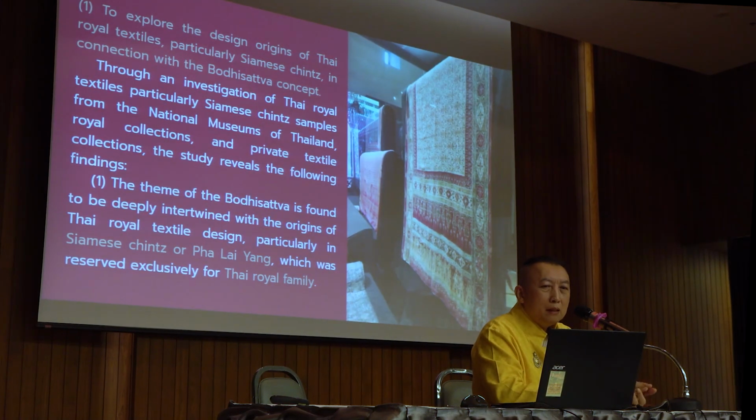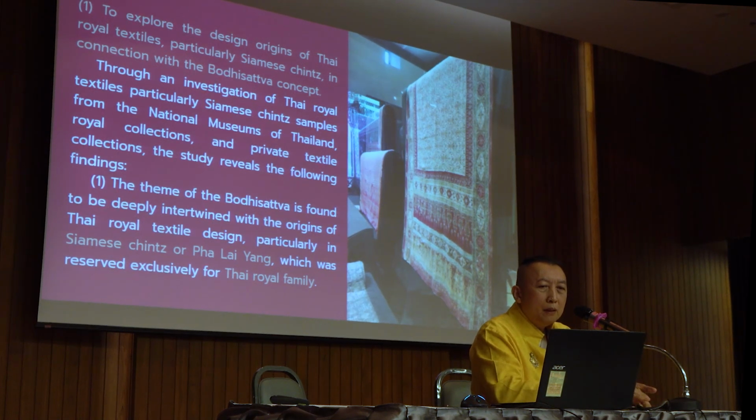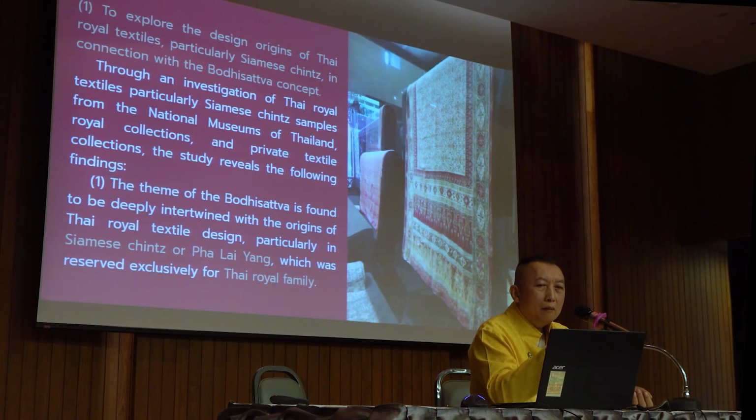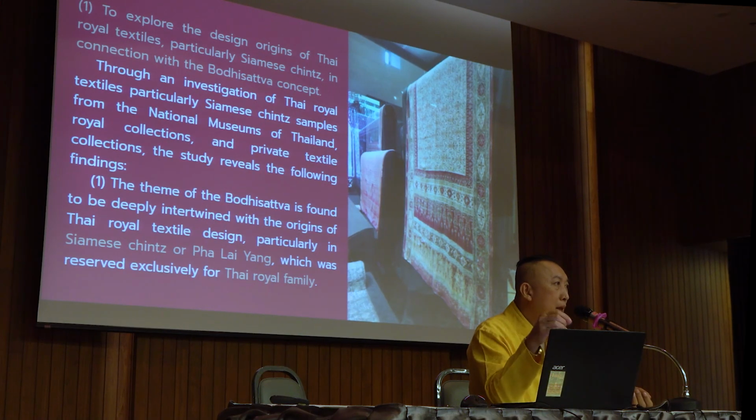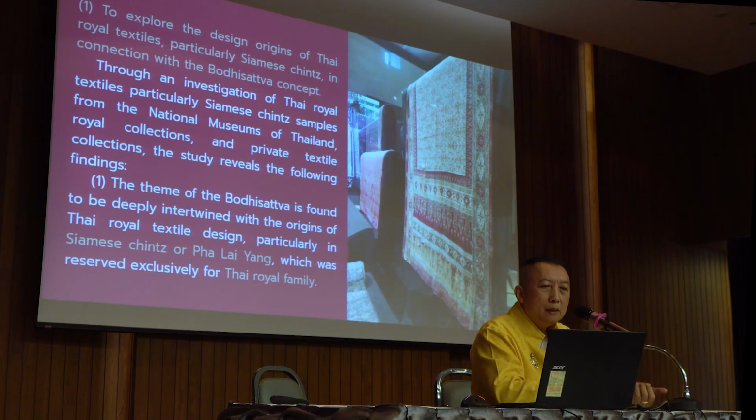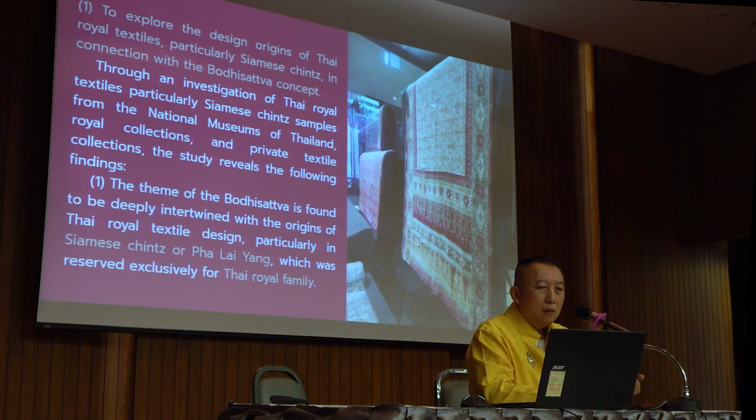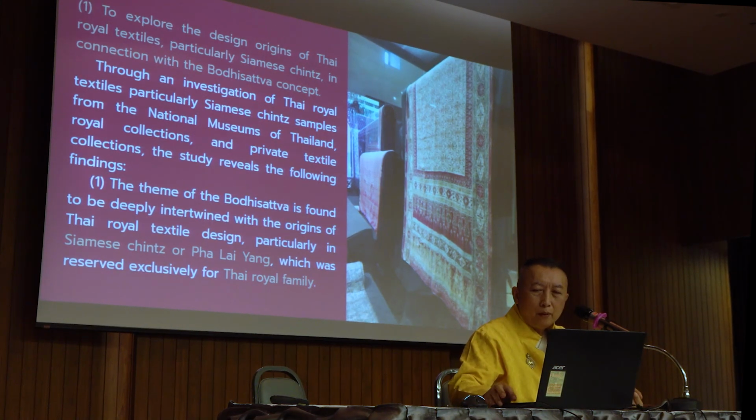So, through the investigation of Thai royal textile, particularly Siam Mission samples from the National Museum of Thailand and private collections. Why do I concentrate just on the Siam Mission of Parayang? Because this textile is preserved only for the royal family, so it means something for the status of who uses it. We found that the theme of the Bodhisattva is deeply intertwined with the origin of Thai royal textile design, particularly in Siam Mission of Parayang, which was preserved exclusively for the Thai royal family.